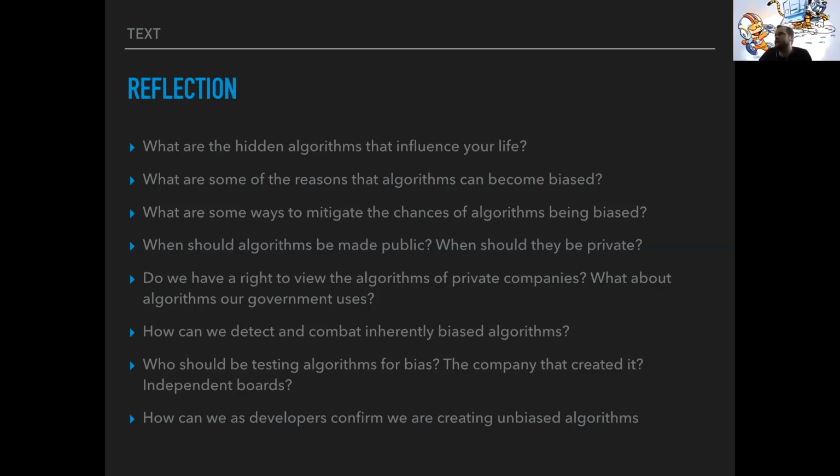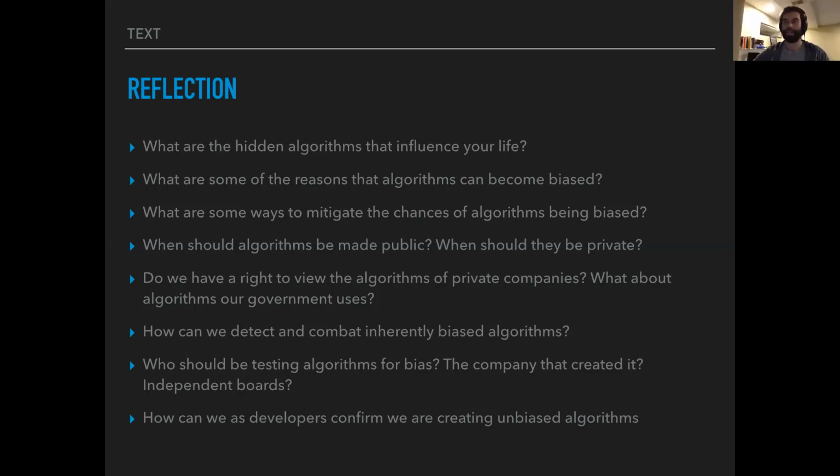I was curious how you asked, should the algorithms be made public or should they be private? Why shouldn't they be made public? It's pretty obvious in my mind that they should be, so they could be held to scrutiny. But is that a security risk, or is there any downside to that?